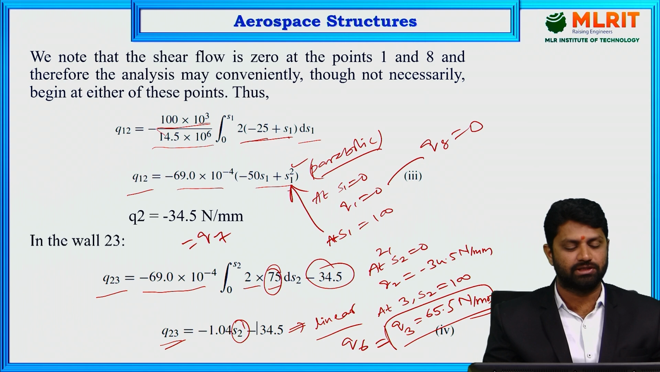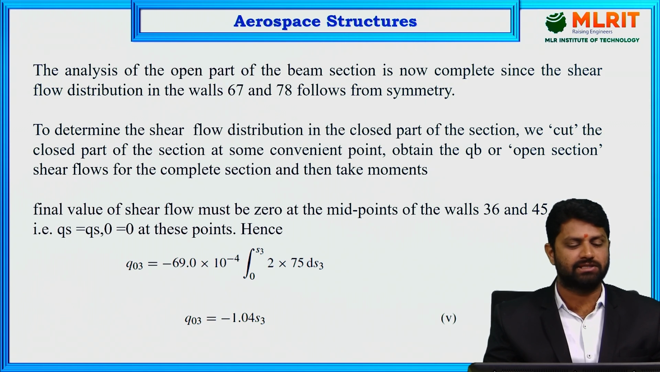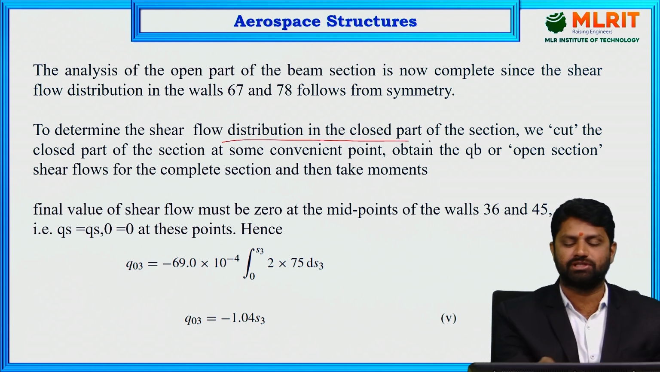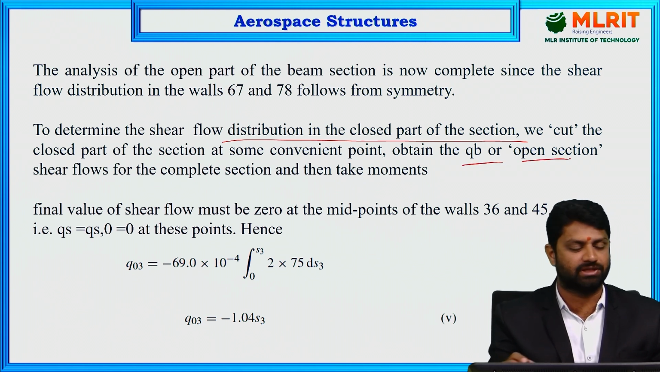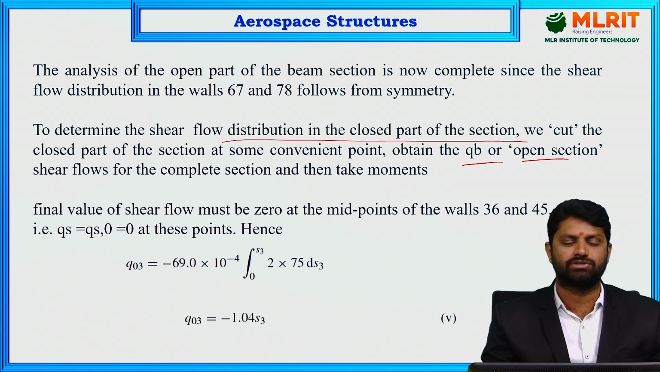Now let's look into this closed section problem. The analysis of the open part of the beam section is complete, and the shear flow distribution in the wall 6, 7 and 7, 8 follows symmetry. So to determine the shear flow distribution in the closed part of the section, what we need to do is cut any one section in the closed part of the section at some convenient point, and obtain the QB or open section shear flows for the complete section, and then take moment about a suitable point and make it 0, so that you will come to know what is the additional constant shear flow.